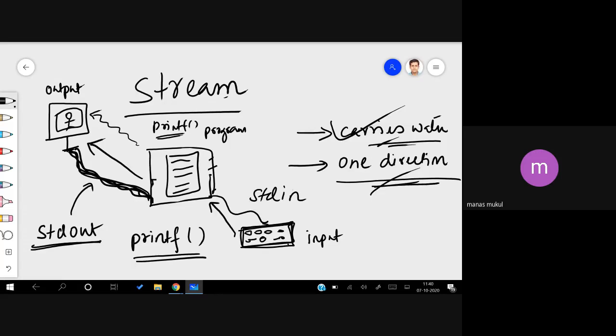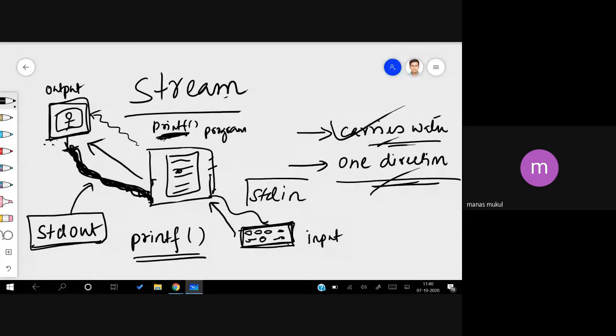So the meaning is that when I use printf in my program to print something onto the monitor, what printf is actually doing is using this river to send the data from your program right to your monitor. So internally it uses this stream. What is the name of the stream given in C? The name of that stream is the standard output stream.